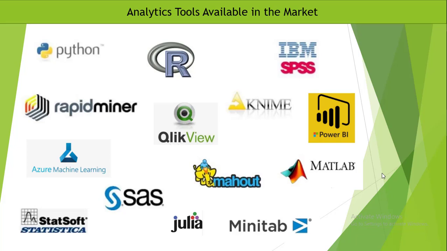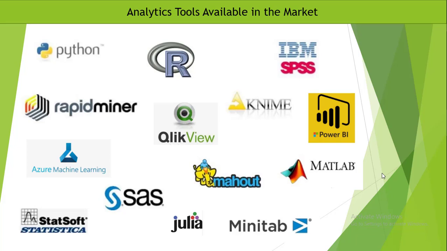So this is Python, R. Python and R are basically languages. IBM SPSS is another tool which is offered by IBM. SPSS is the tool which is used for statistics. RapidMiner is another tool for machine learning. Azure, which is a Microsoft product, offers a machine learning environment. QlikView is again another visualization tool. Power BI is Microsoft's product and offers visualization.